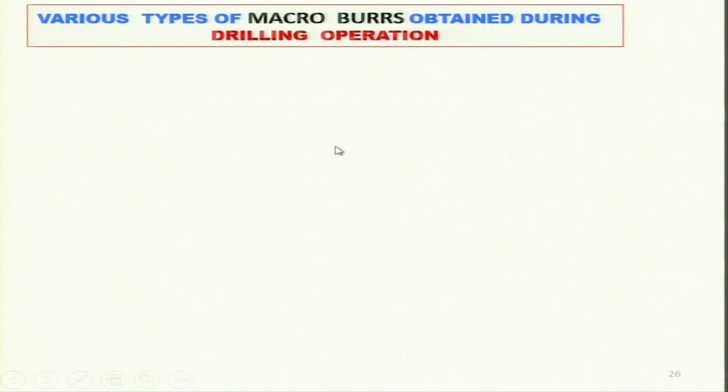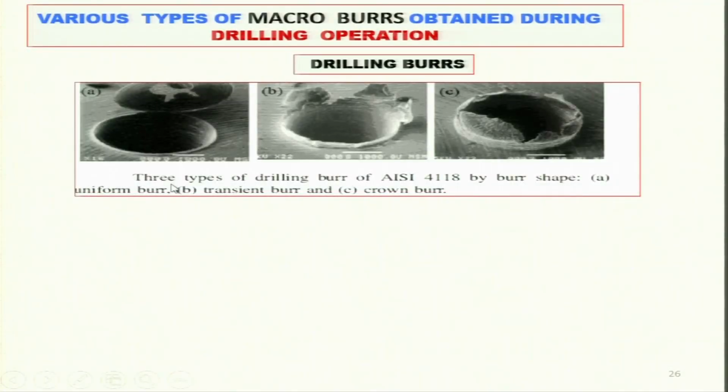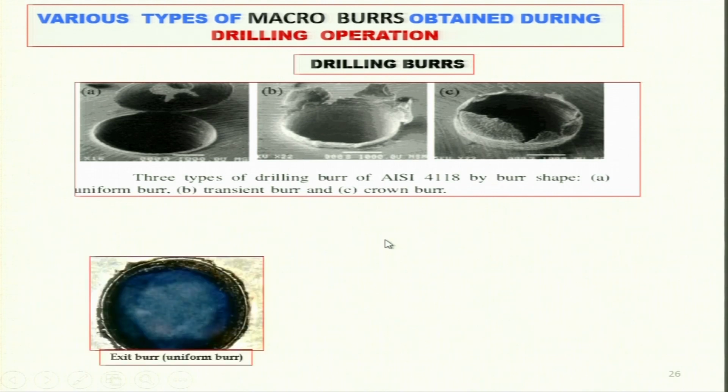Various types of macro burrs obtained during drilling operation. Not only macro burrs, you can also obtain micro burrs depending upon what is the size of the hole that you are drilling. And drilling burrs, you can see here, these are the three types of drilling burr of AISI material. You can see the uniform burr over here, transient burr over here, and crown burr over here. So different kinds of the burrs you can obtain. These are definitely for macro burrs, but you can obtain in micro holes also.